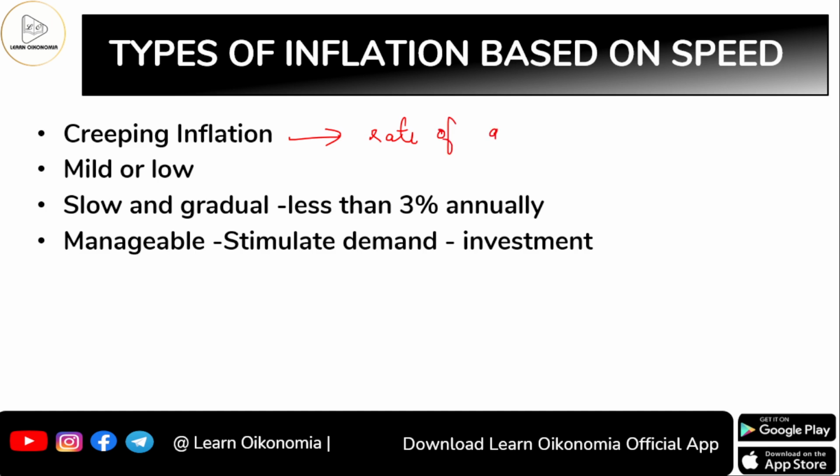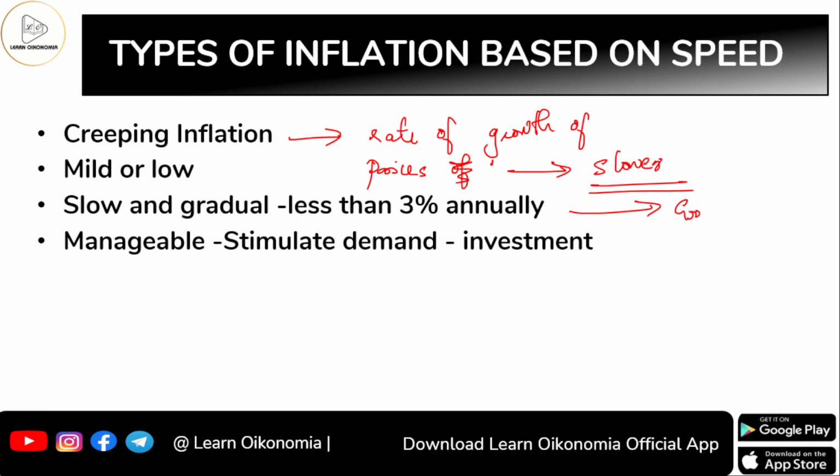Rate of growth of inflation, rate of growth of prices, or rate of rise in prices would be slower, and it will be also gradual. So annually, if you take, it will be rising less than 3%. But if you look at this mild inflation or low inflation or creeping inflation, you could find that this much of inflation is something that is good for the economy. So this is required. This is something needed for the economy. Why? Because you can manage it. And this is something that would be stimulating demand.